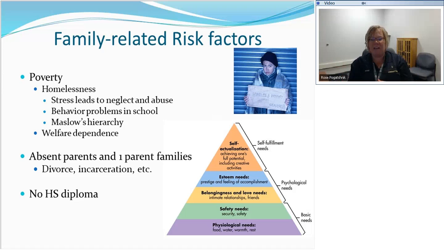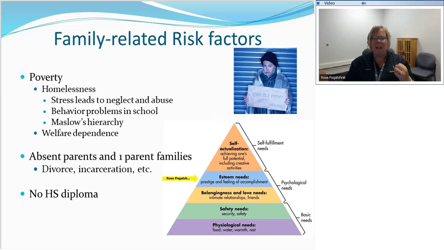Maslow's hierarchy of needs. I have this pyramid on your screen, and basically we see this being reflected in a child's ability to learn. If a child doesn't have their physiological and their safety needs met at the bottom, they can't go to the next level, which is the psychological needs, their belongingness, a feeling of accomplishment and self-worth.